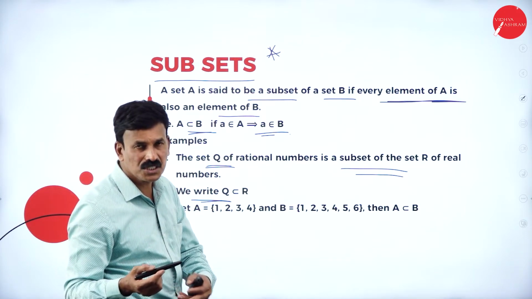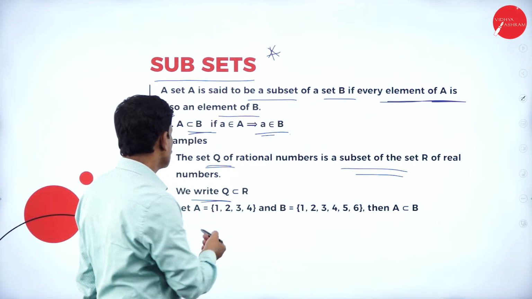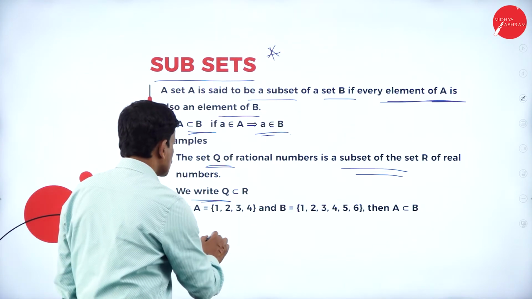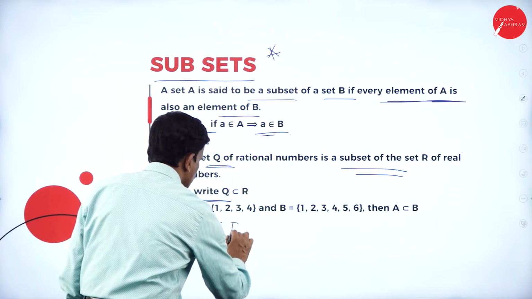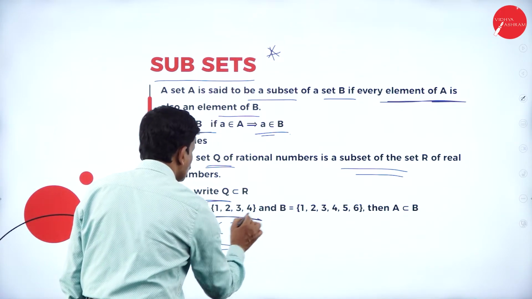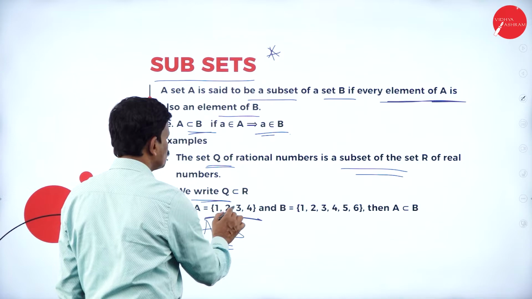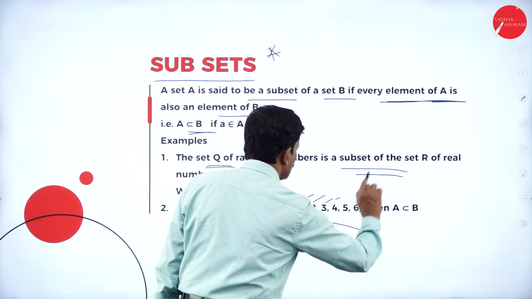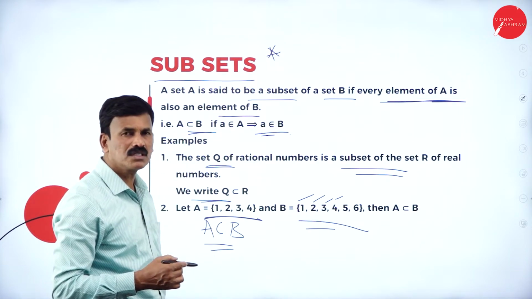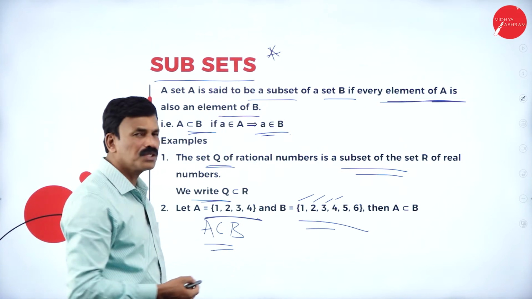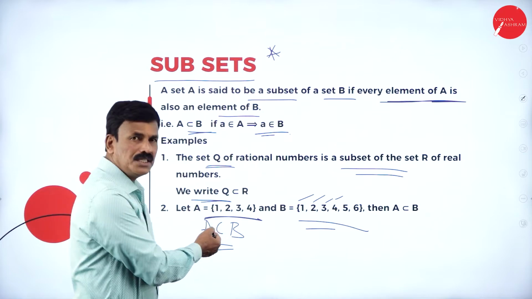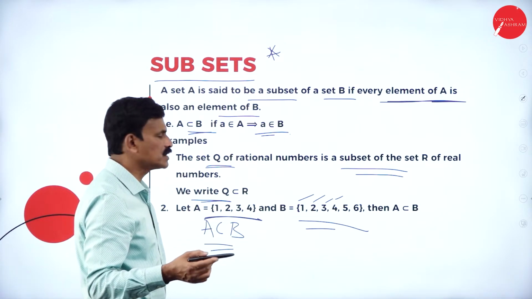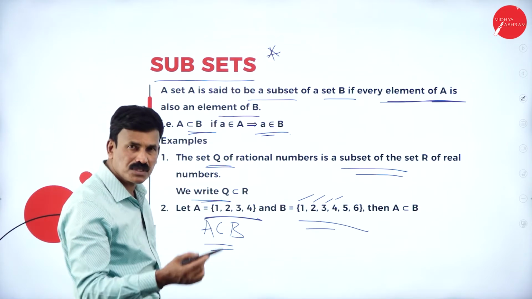Let me take a general example. Let A is equal to {1, 2, 3, 4} and B is equal to {1, 2, 3, 4, 5}. Here A is a subset of B because all the elements of A are elements of set B. What does A contain? A contains 1, 2, 3, 4. All the elements of A are the elements of set B. Therefore, A is the subset of B. See here, A contains 1, 2, 3, 4 and B contains 1, 2, 3, 4, 5. So therefore, A is the subset of B.